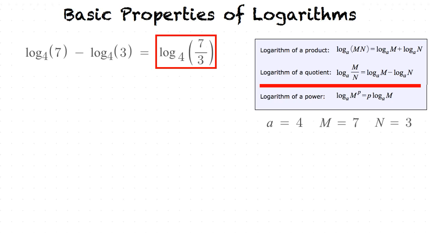Oh, I understand. So when we have two logarithms with the same base being added together, then their components will be multiplied together. And if we have two logarithms with the same base being subtracted, then their components are going to be divided. Yeah, exactly.